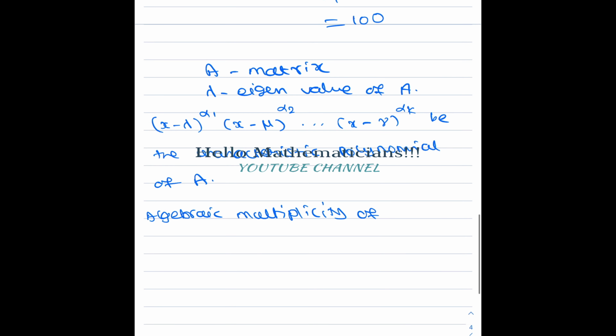Algebraic multiplicity of lambda is defined to be alpha 1. So whatever power comes here, this is the algebraic multiplicity of lambda. This is the algebraic multiplicity of mu. This is the algebraic multiplicity of gamma. So from the characteristic polynomial we can read the algebraic multiplicity. This is our definition of algebraic multiplicity.